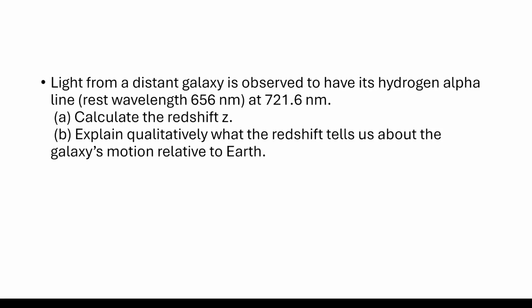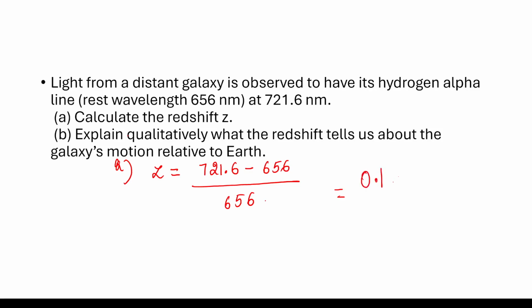Right. Now again, you try it yourself first to get the answer. Calculate the redshift. So redshift is 721.6 minus 656, divided by 656. That gives me an answer of around 0.1. No nanometers. Z is a pure number, it's just a ratio.